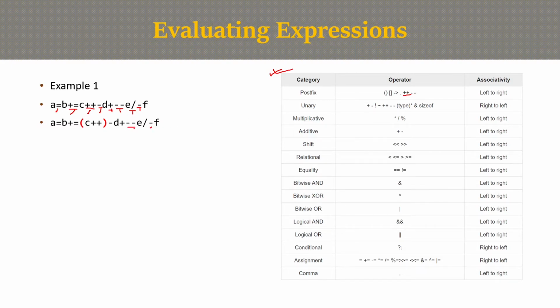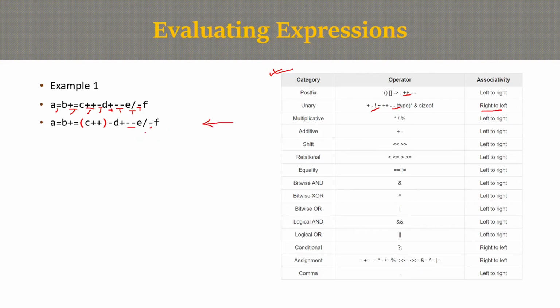So here the minus minus is the prefix decrement operator, right? And the unary minus and this minus minus fall under the same precedence level. So if they fall under the same precedence level, we have to follow the associativity. Here, for the minus minus and the unary minus, the associativity is from right to left. So we need to go from right to left in this direction.